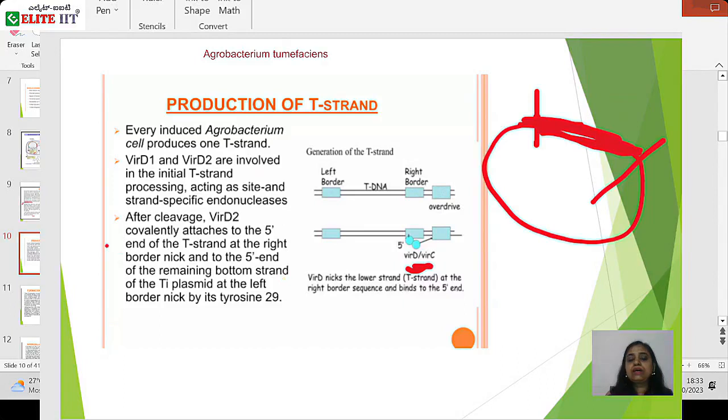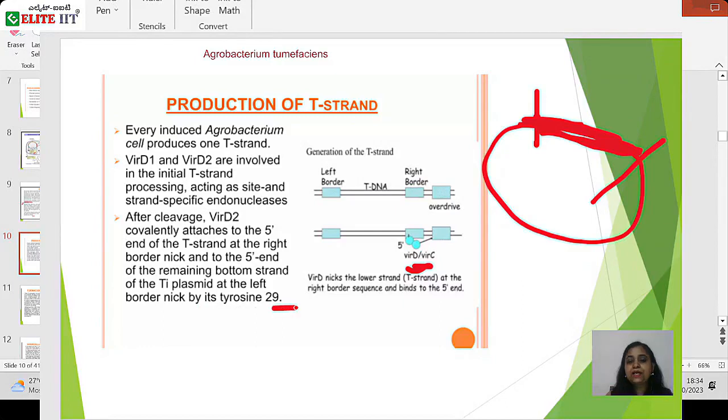After cleavage, VirD2 covalently attaches to the 5' end of the T strand at the right border nick and to the 5' end of the remaining bottom strand of the Ti plasmid at the left border nick. In this case, at both the left border and right border, VirD2 is binding by its tyrosine 29.